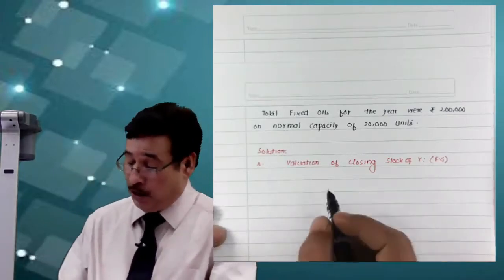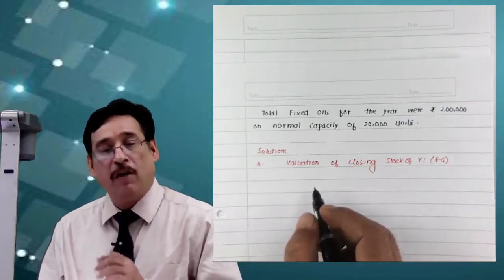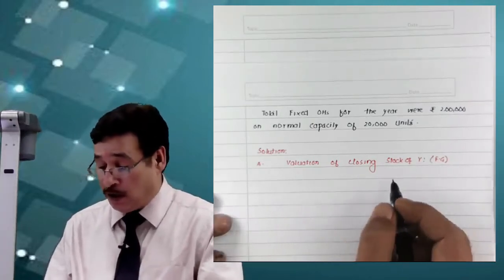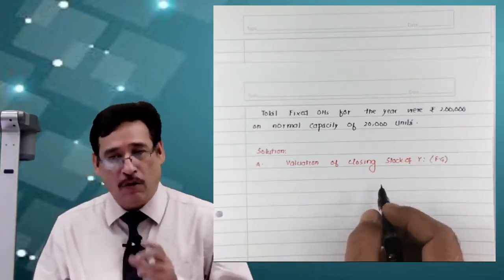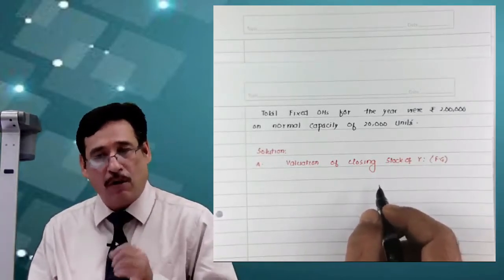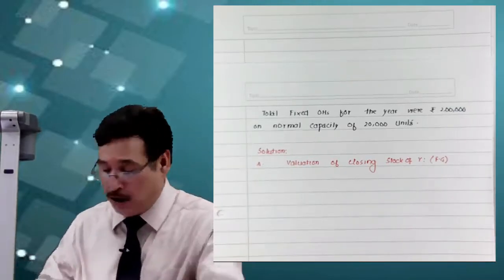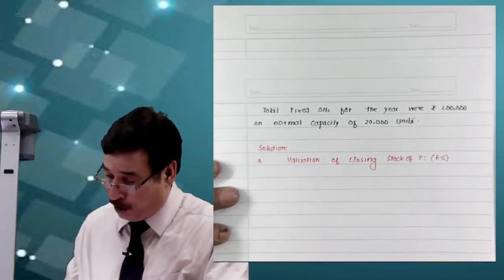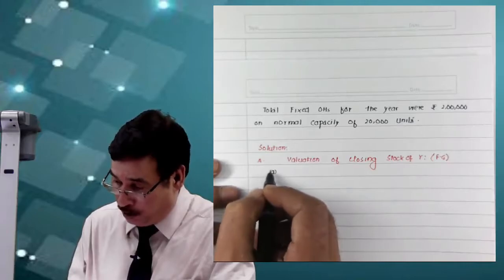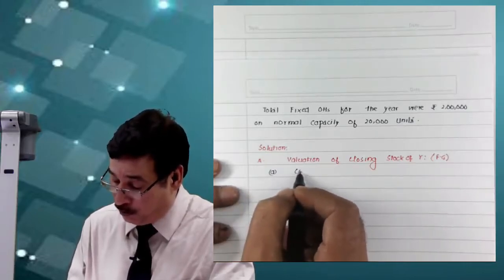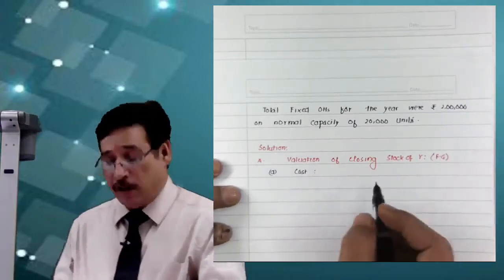In order to value the closing stock or the remaining units of finished goods, because it is given to us that Y is the finished goods, we need to know the cost and of course the NRV, correct? And the lower between the two will be considered for valuation. So first of all, I simply compute the cost. What is the cost of finished goods Y?